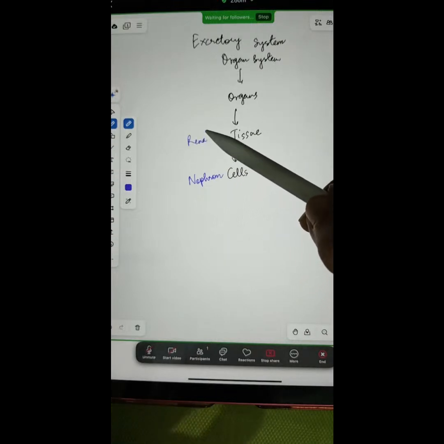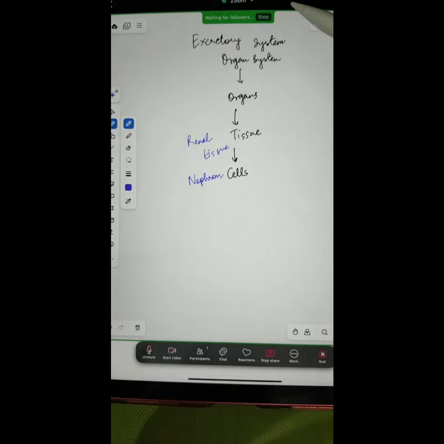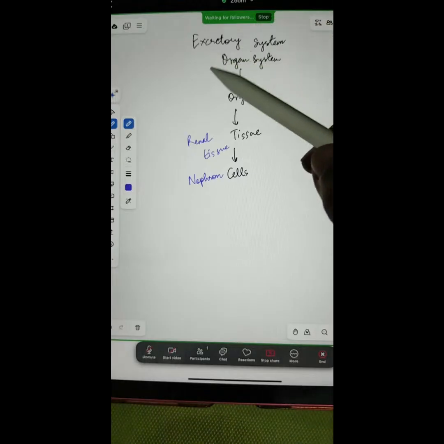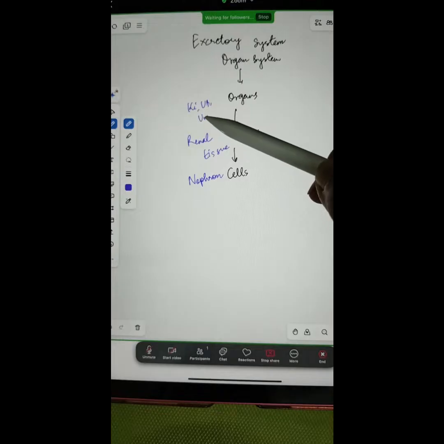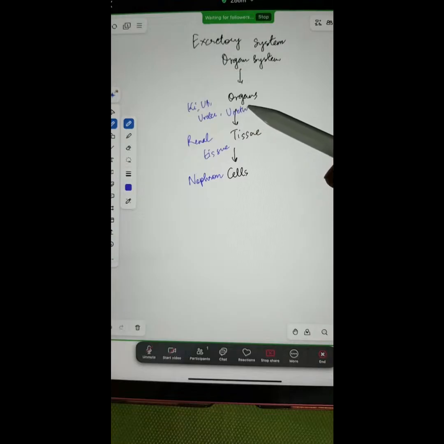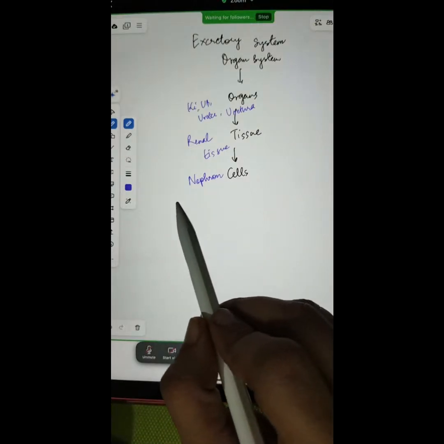The tissue will be known as renal tissue, and the word renal will every time be related to the kidneys. Organs will be kidneys, urinary bladder, ureter, and urethra. All the names that I have taken will be explained with the help of a diagram as well. Kidney, ureter, urinary bladder, and urethra, together they will make up the excretory system. Now, what is the main function of the excretory system? It helps in excretion, right?